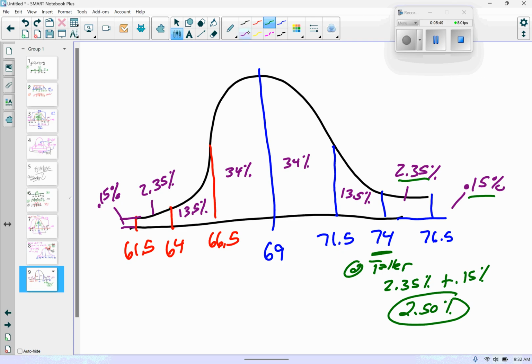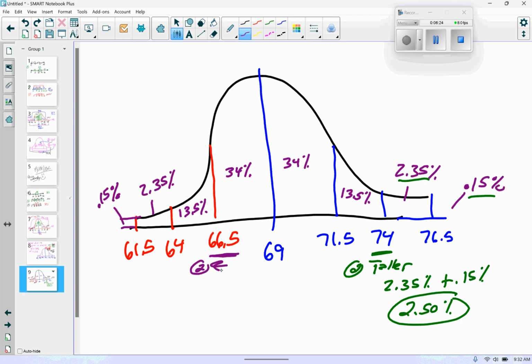And then the next one says, what percent of U.S. males are shorter than 66.5? So this right here is problem number 3, and we want shorter this way. Okay? So shorter than 66.5. So shorter than the 66.5. So talk to me how I'm going to do it.